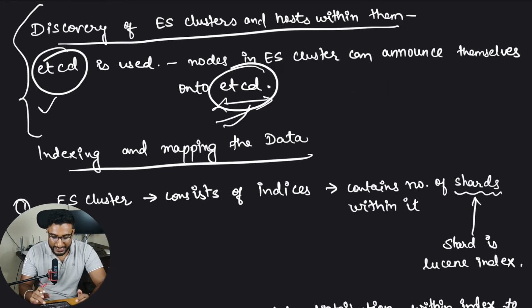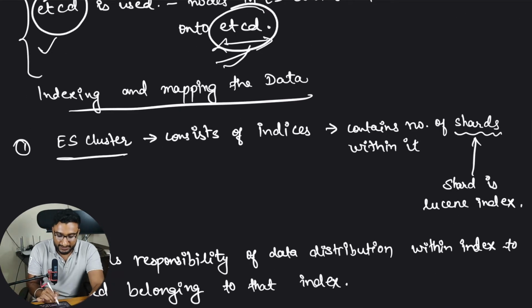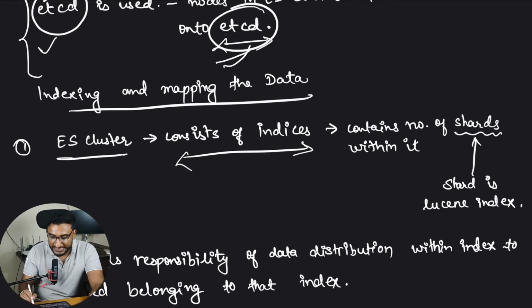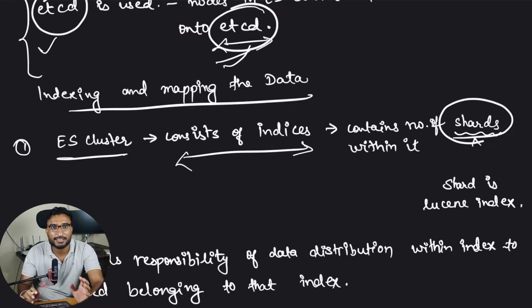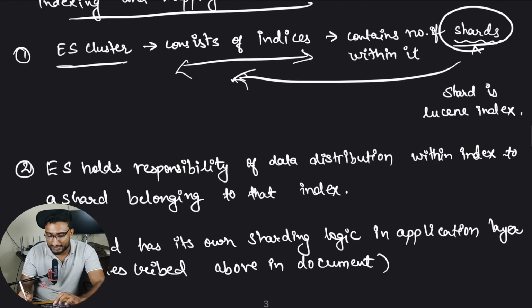Okay, once you have indexed the data, how will this work internally? Let's get into some details which are specific to the ES cluster. Your ES cluster will consist of indices, and each index will contain a number of shards within it which will hold the data, right? These shards which actually hold the data, this shard is a Lucene index. Don't think of it as an ES index. This shard is present in ES indices, and this is a Lucene index.